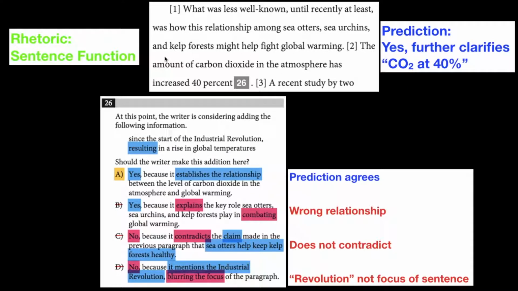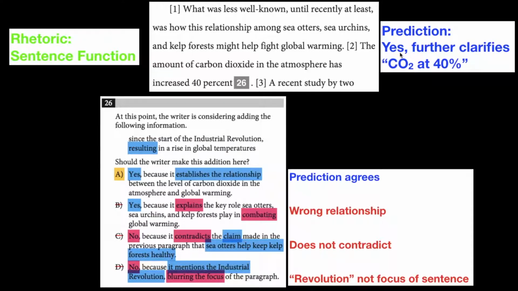Well, reading the previous sentence, the amount of carbon dioxide in the atmosphere has increased 40% since the start of the Industrial Revolution, resulting in the rise in global temperatures. My prediction was, I think it further clarifies the CO2 levels at 40%. Like, for you to just drop a bomb like saying that the levels are 42% higher, then, for what, since yesterday, since 2 days ago, since the dawn of time, who knows? Like, you really need more information. That would be really great.